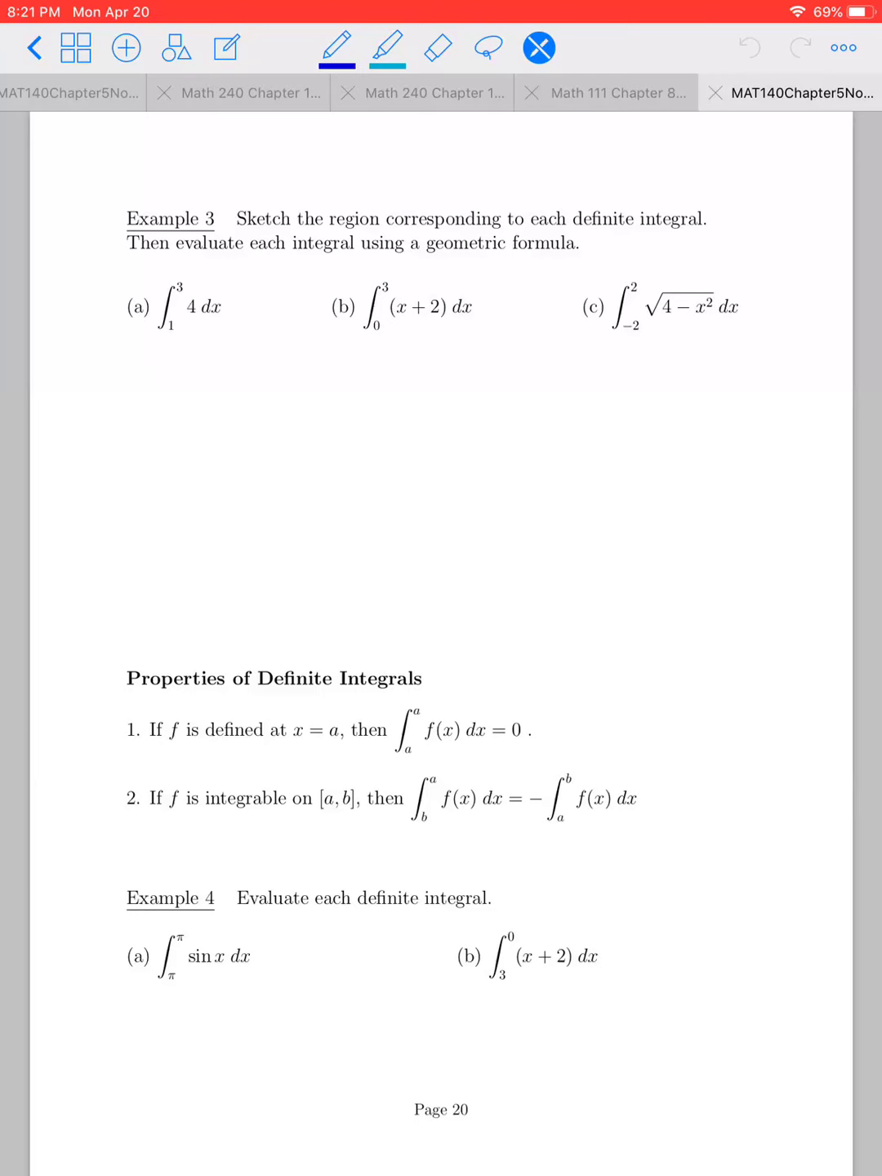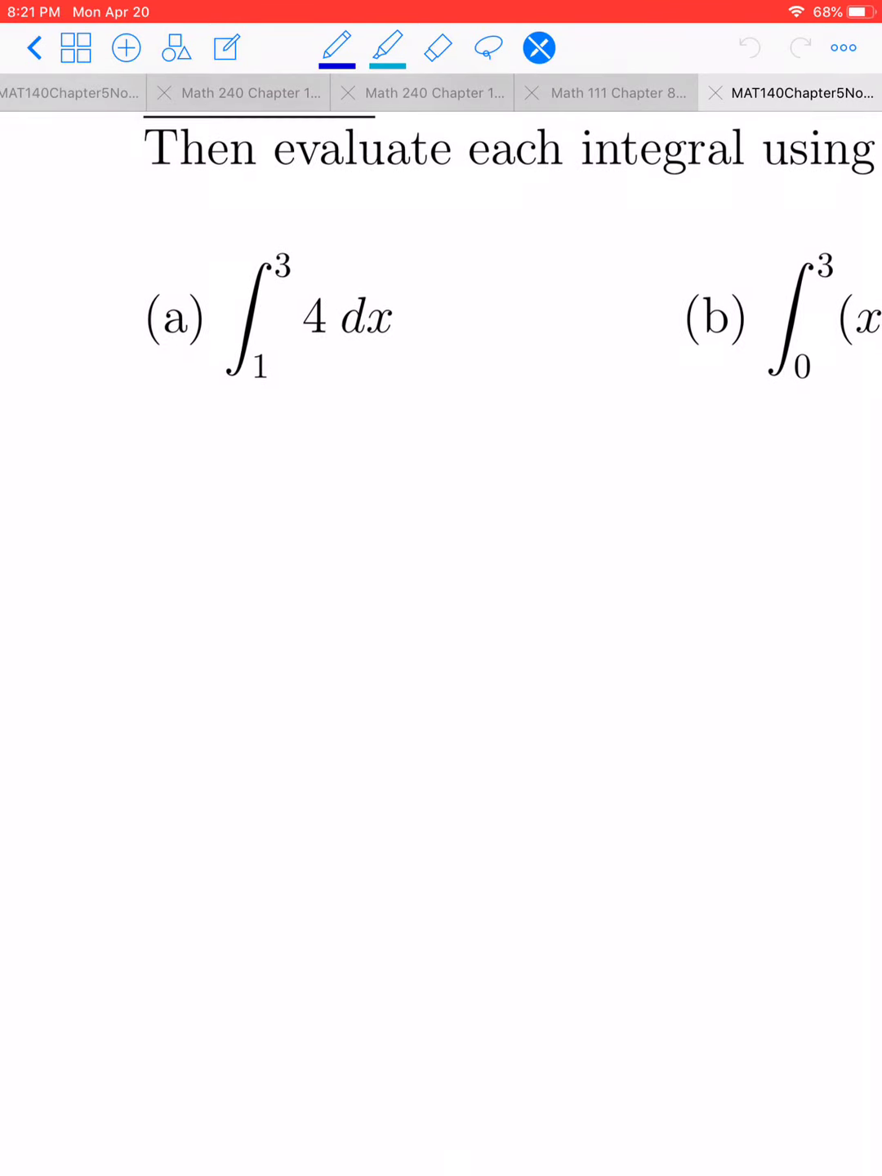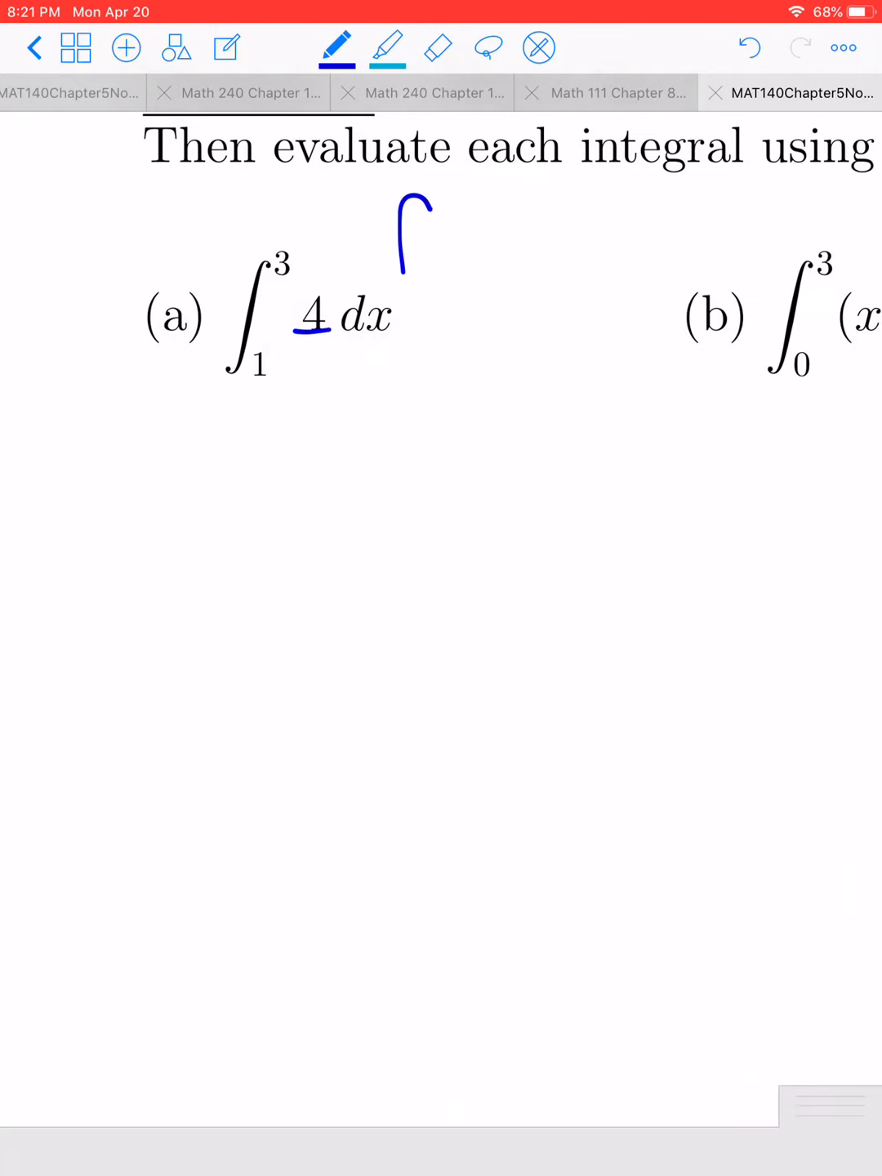Take a look at example 3. They say sketch the region corresponding to each definite integral, then evaluate each integral by using a geometric formula. If we look at example 3, part A, the function here is just the function f of x equals 4, which is a constant function.